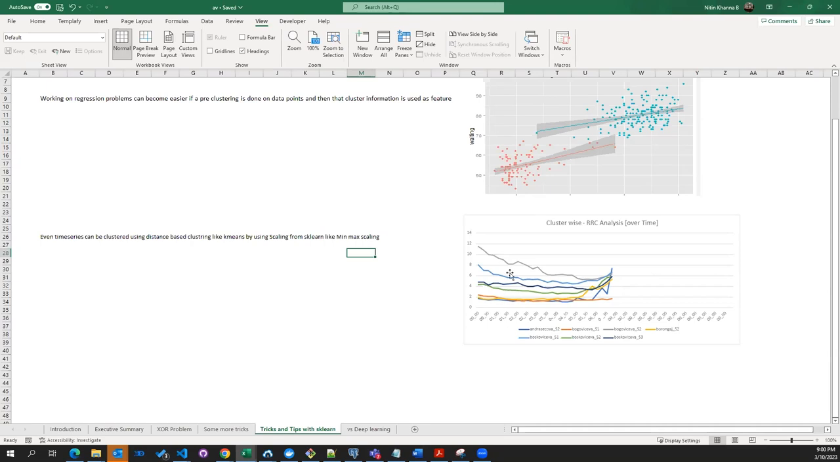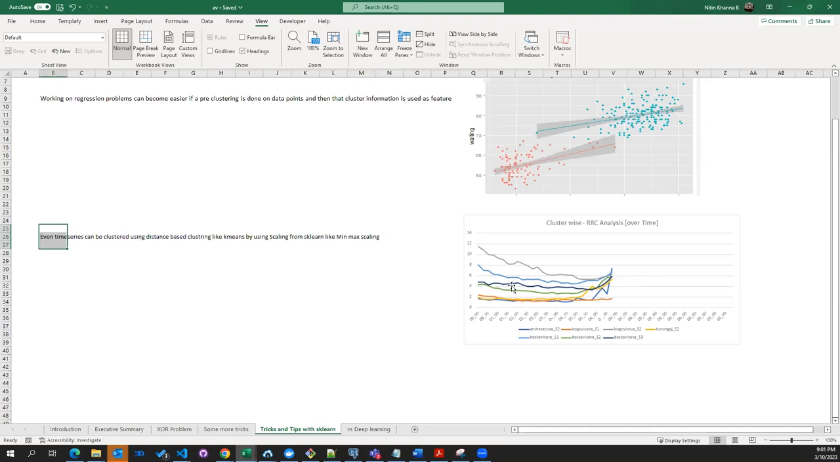So all the sites which have a similar traffic pattern across the day should get clustered in the same cluster. Then that cluster can be further used for analysis and demand forecasting. This can also be done using min-max scaling from sklearn and then applying k-means or any distance-based clustering, and it will give you good results.